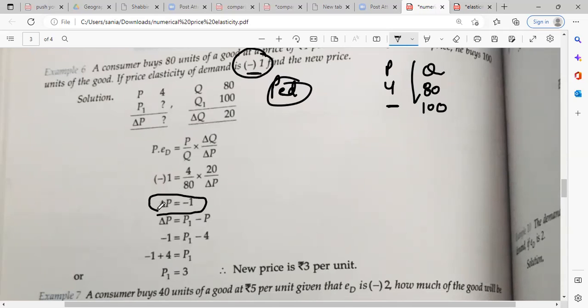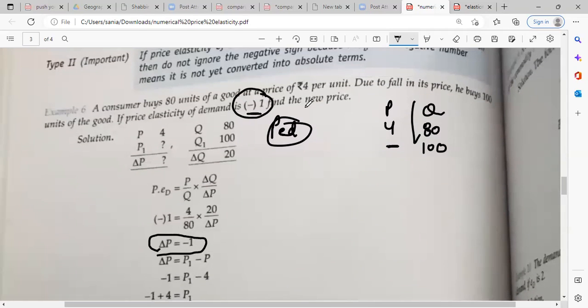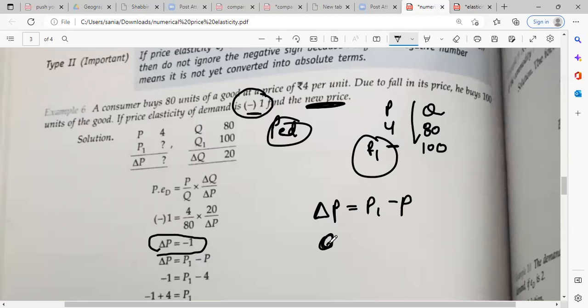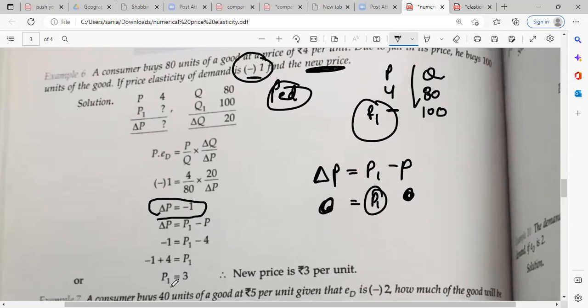Actually, what you have to find is the new price. That means you have to find P1. Now you have P and delta P. To find delta P, you have the formula P1 minus P. So you have delta P as well as P, and you can find P1 from here. You will put in the formula and you will get the answer, which is 3.